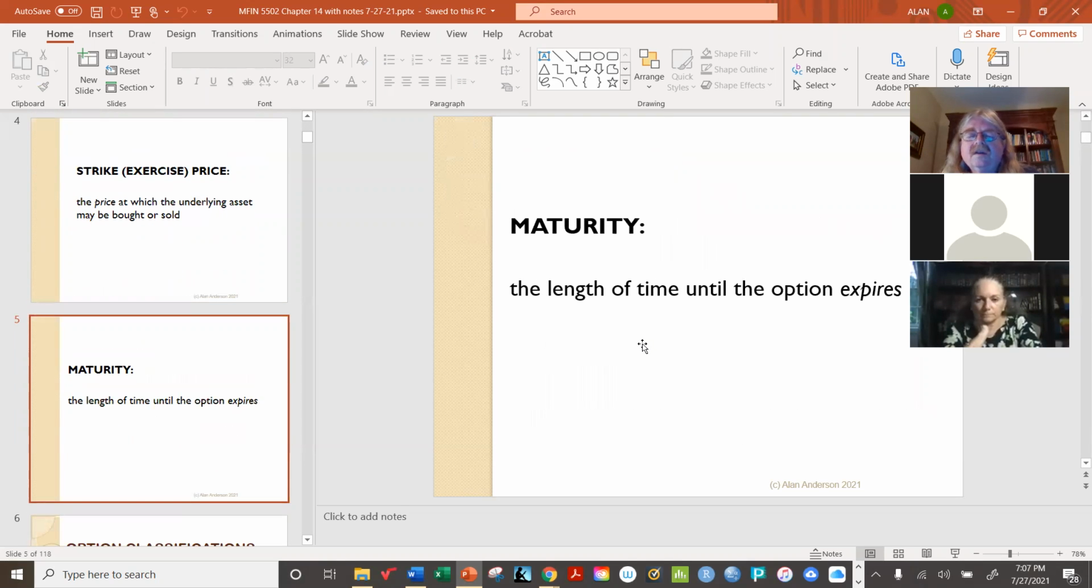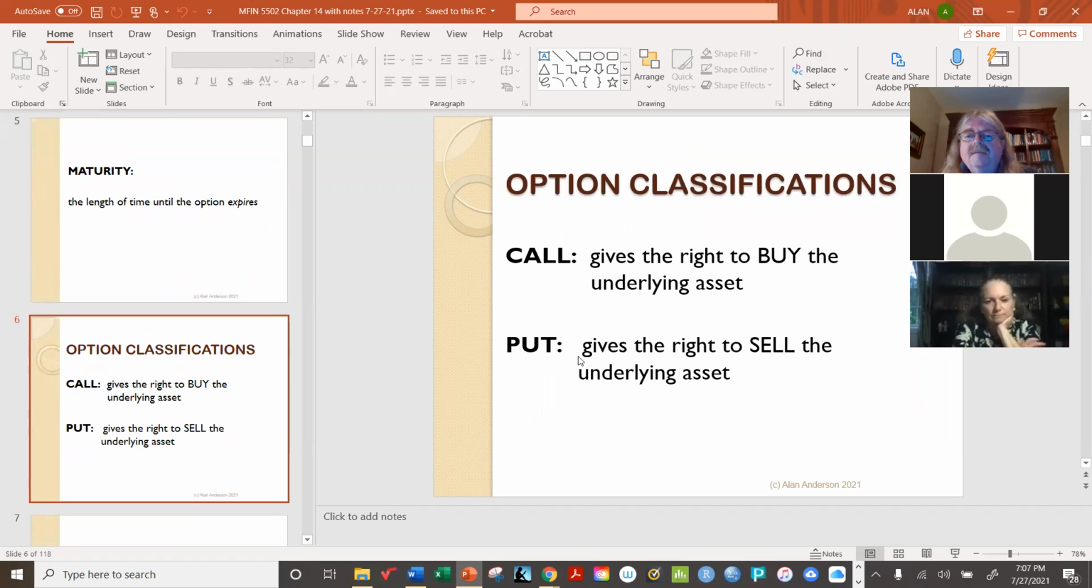And the maturity date, the last day of the lifetime of this option. And often that will be not very far in the future. In fact, most options do not go out much past 6 months. The call option is the one that gives you the right to buy something. The put is the one that gives you the right to sell something.